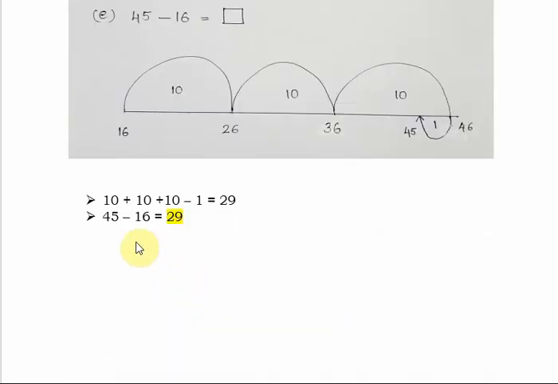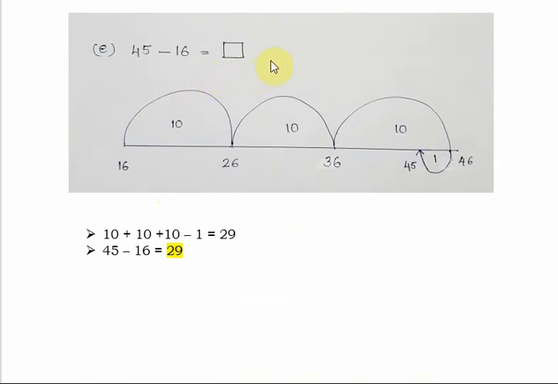See the next question. 45 minus 16 is equal to dash. The smaller number is 16. So start from 16. First jump we will reach on 26, and on the next jump we will reach where? We will reach on 36. And from 36 we made a jump of 10 and we reached on 46. But where we have to reach? We have to reach near on 45. So 45 is one step backward from 46. So from 46 we have to make a backward jump of 1 to reach on 45.